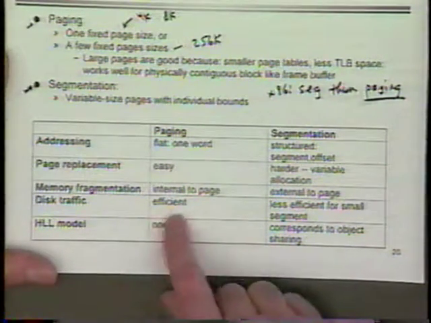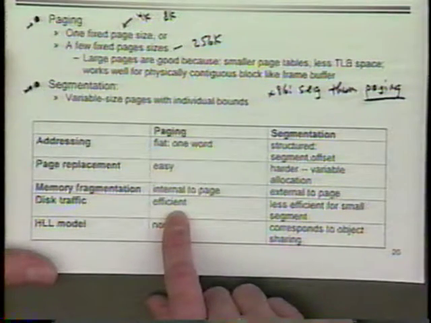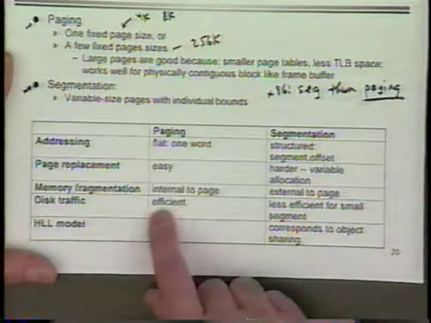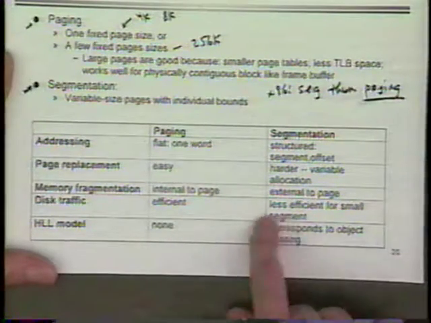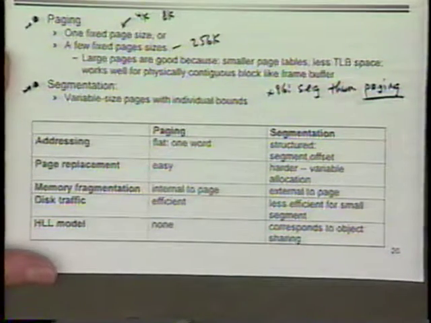In terms of disk traffic, this is a kind of weaker argument. Paging tends to be more efficient because it's easy to do multiple transfers of fixed size objects. It's also easy to have tables that you can use to look up where on the disk those pages are, and it becomes a little more difficult for segments that are written out to disk because they have variable sizes.